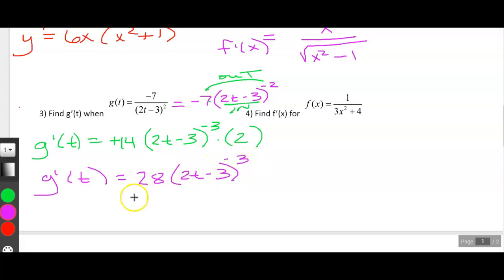Now, typically your answers aren't written with a negative exponent, so you might see it like this, especially because the original problem didn't have a negative exponent. This is the best answer. Be flexible. It could be multiple choice.